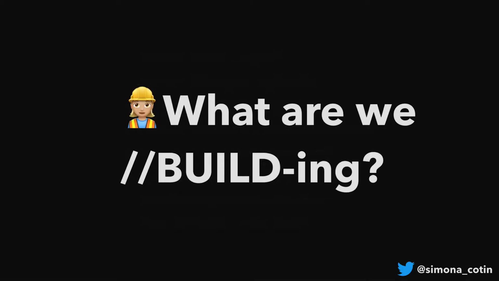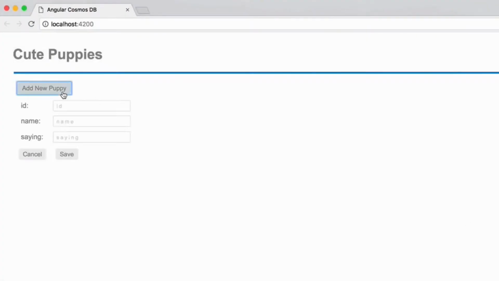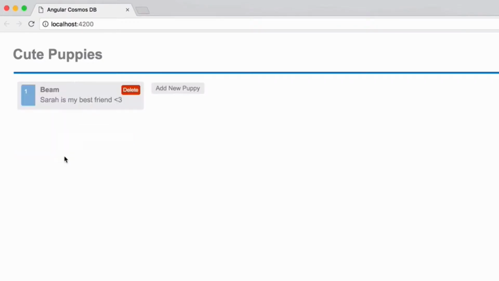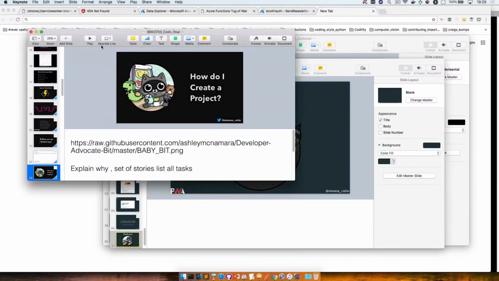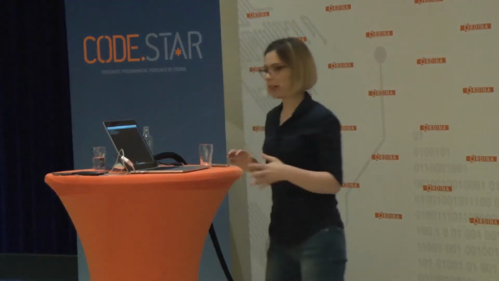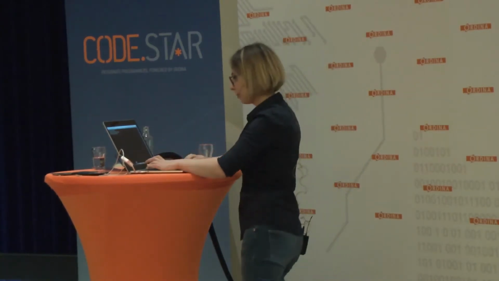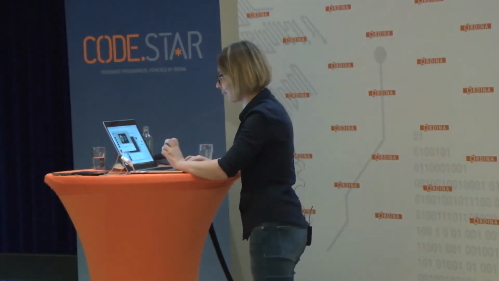What are we building? We have this page with cute puppies where we can create new puppies. We can also edit puppies and delete puppies. Nobody wants to delete puppies, obviously. But it just shows the CRUD type of operations and the types of endpoints that we want to create. Okay, how do I create a project? And this is where I'm going to go directly to my IDE. But before that, I actually want to mention a few things.